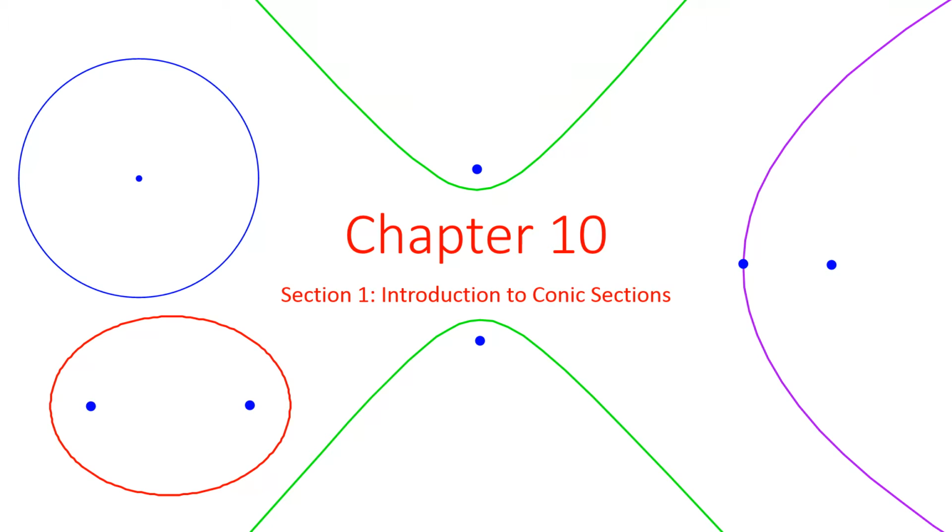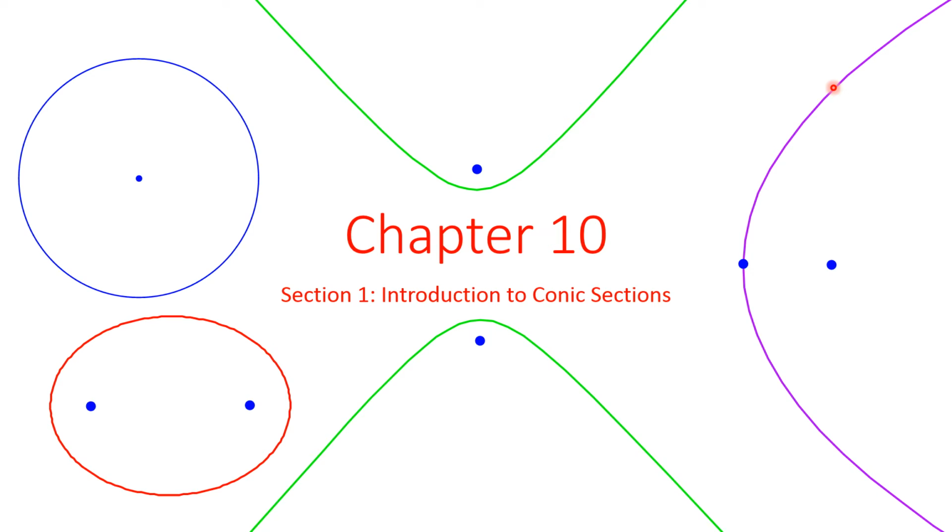On this screen, I actually have all four conic sections that we will be looking at. That's why it looks a bit cluttered. We have a circle, we have an ellipse, we have a hyperbola, which is both of these guys, and then parabolas. You might think, well, I've dealt with parabolas before. We spent a whole chapter, Chapter 5, on parabolas, and they didn't look like this. They were going up and down. Well, yes and no.